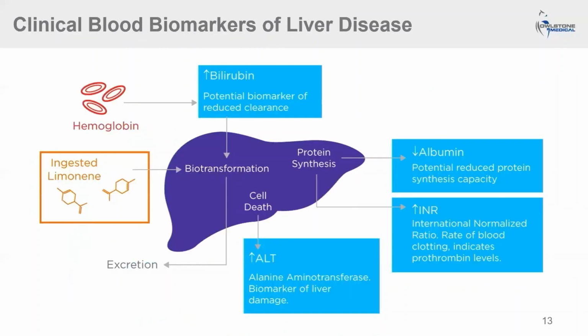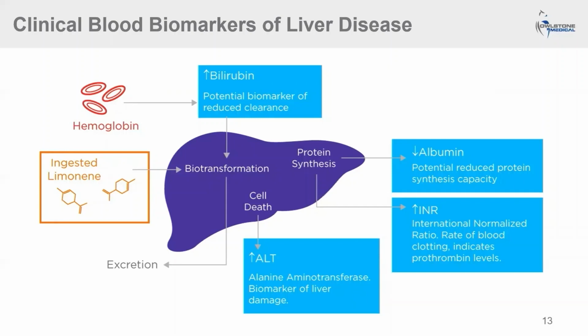We next investigated whether levels of breath limonene were correlated with clinical biomarkers of liver dysfunction in blood. For this, we examined 4 clinical markers, the first 3 of which provide a readout of liver function, and the last of which provides a readout of liver damage. The first is bilirubin, which is a catabolite of heme derived from the breakdown of red blood cells.